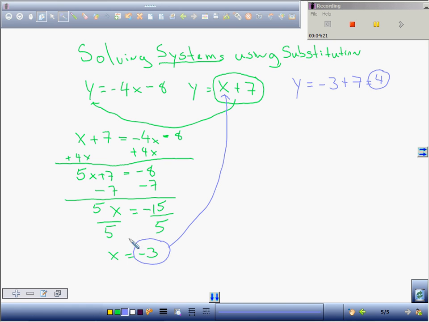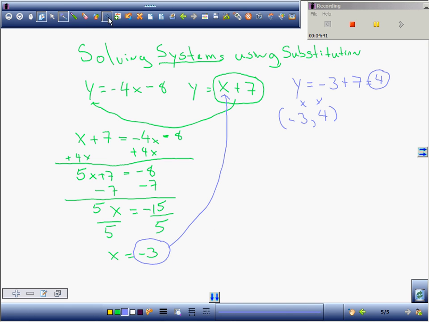So you're not done until you find both x and y. The point where those two lines cross is negative 3, comma, 4. And that's how we want you to write it. You want to put it in an ordered pair, because that's your solution. In an ordered pair, this is x, and this is y.